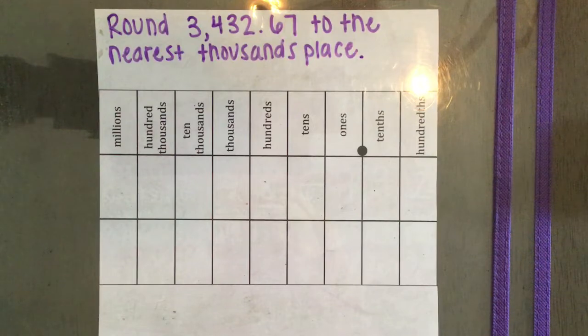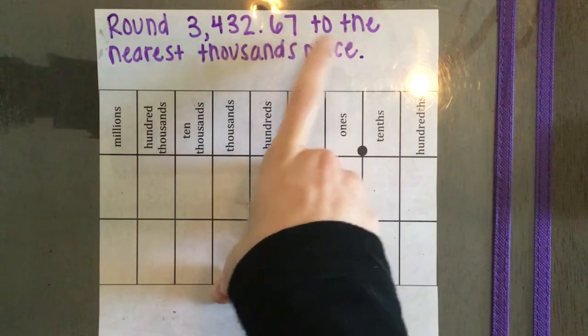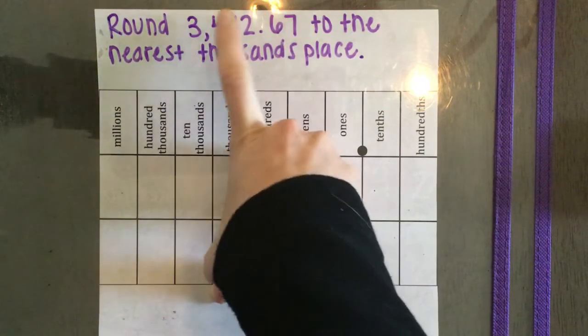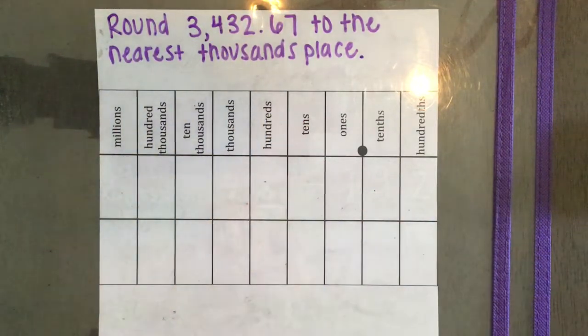All right, so we're first going to start with round. We're going to round 3,432 and 67 hundredths to the nearest thousands place. Okay, so the first thing I want to do is take my number and put my number in the place value chart.